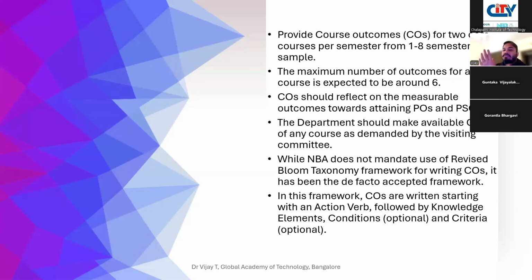They can ask for any course file for that matter to analyze and evaluate you. While NBA does not mandate use of the revised Bloom's taxonomy framework for writing COs, it has been the de facto accepted framework. Nowhere in AICTE or in the NBA document have they told us to use Bloom's taxonomy for measurement of cognitive level, but it is appreciated and taken into consideration as a de facto standard, being accepted across for measurement of cognitive analysis.